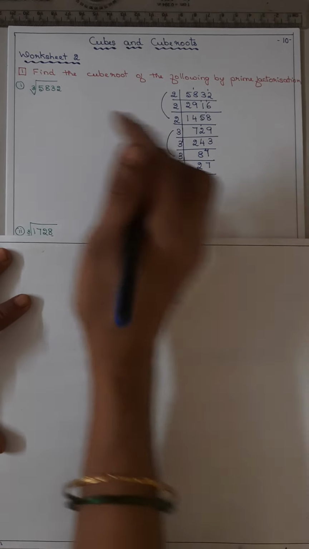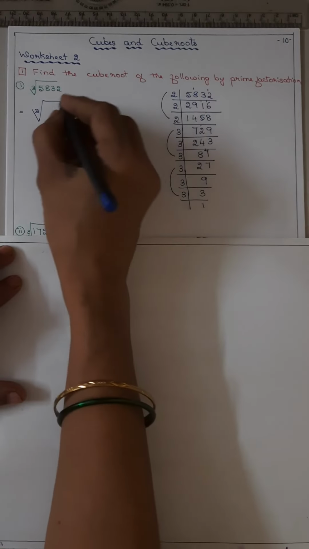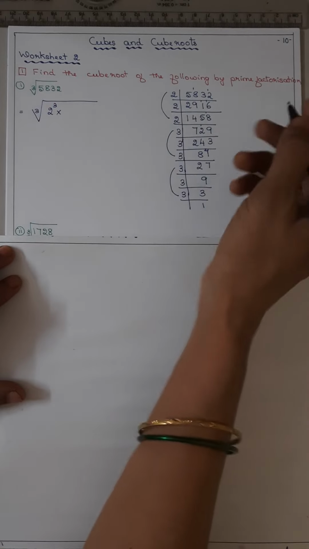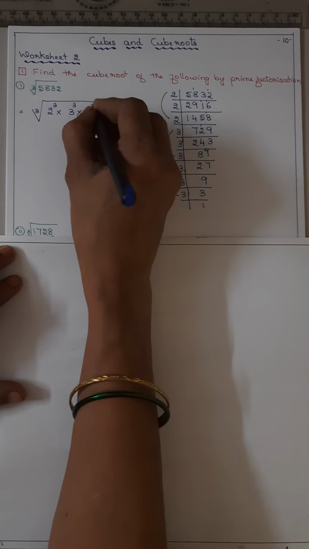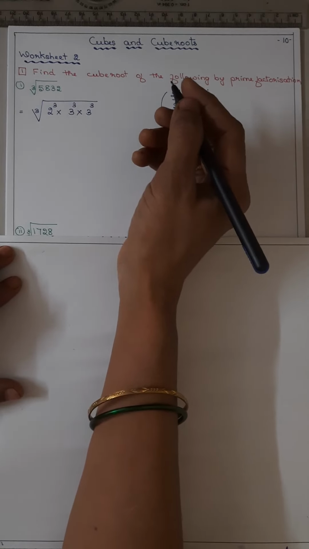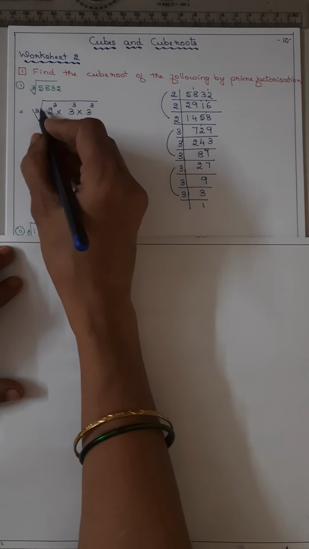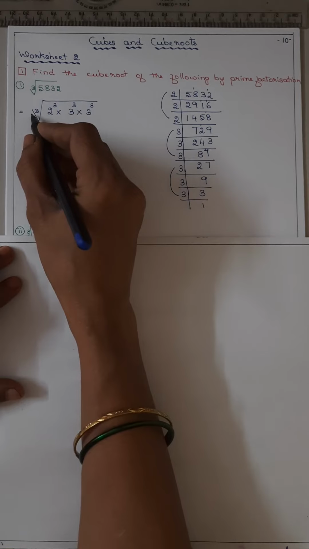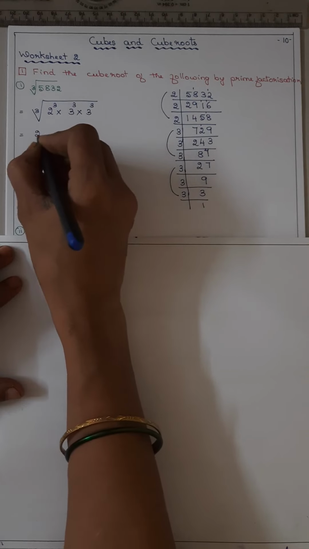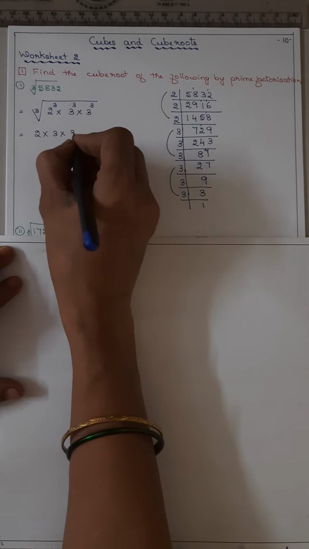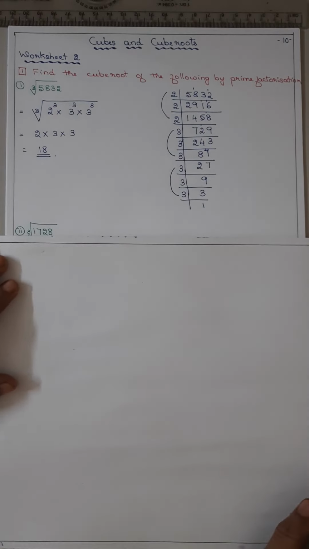Okay? So we are writing cube root of 2 cube into 3 cube into 3 cube. Hope you remember, I have told you already cube root has to be written like this, the 3 has to come inside this mark. Now cube root and cube will get cancelled. So 2 into 3 into 3. 2 3s are 6, 6 3s are 18. Answer is 18.